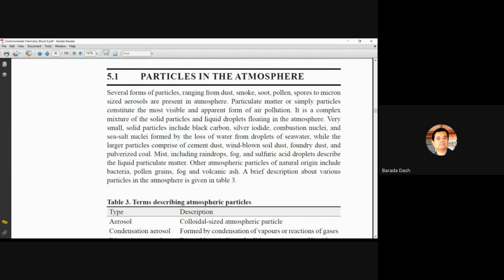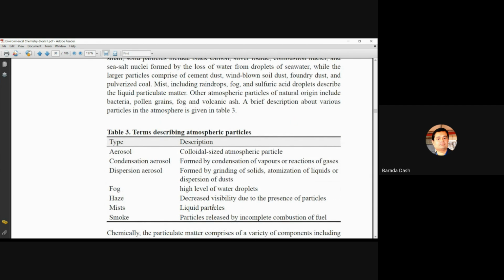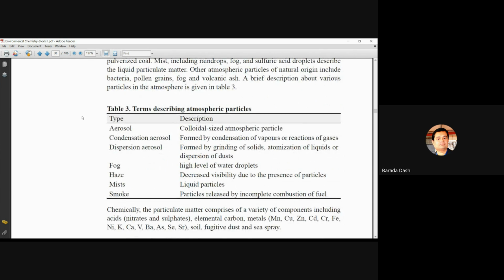What particles are there in the atmosphere? The atmosphere has aerosols, colloidal-size atmospheric particles; condensation aerosols formed by condensation of vapors or reactions of gases; dispersion aerosols formed by grinding of solids, atomization of liquids, or dispersion of dusts; fog, a high level of water droplets; haze, decreased visibility due to the presence of particles; mist, liquid particles; and smoke, particles released by incomplete combustion of fuel. These are different types of atmospheric particles.